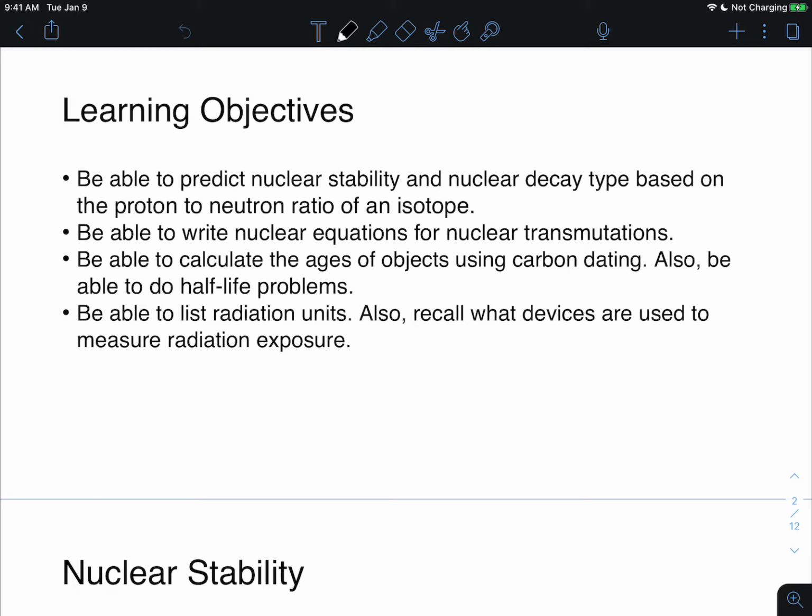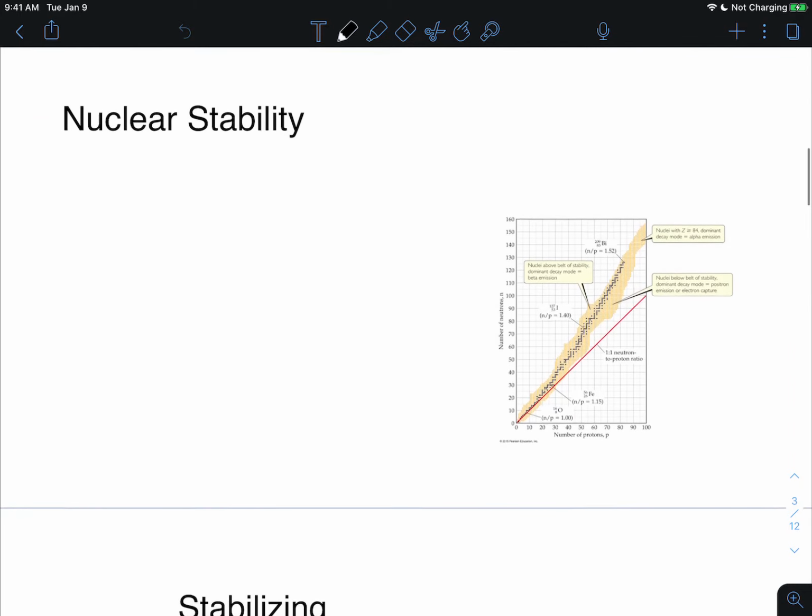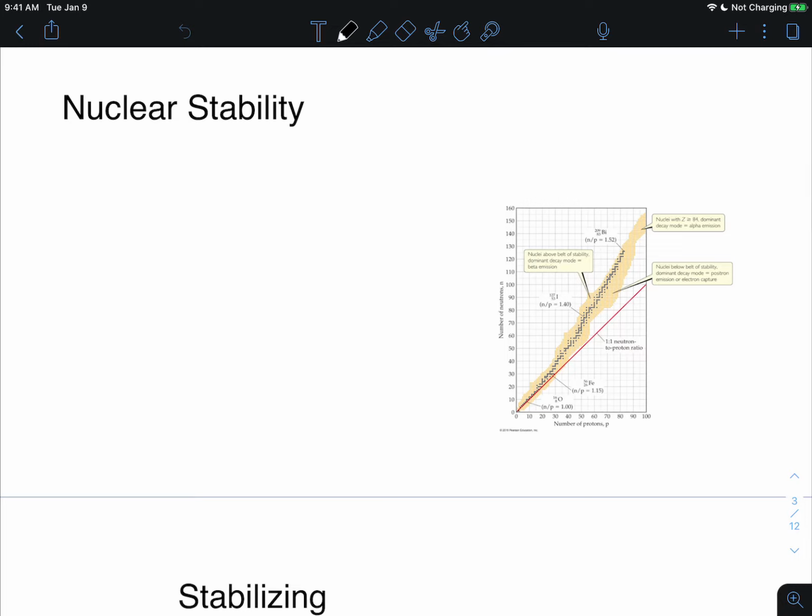We'll be able to calculate the age of objects using carbon dating, and do half-life problems, and we should be able to list some radiation units and recall some of the devices used to measure radiation. So when we talk about nuclear stability, we're talking about the stability of a nuclei.